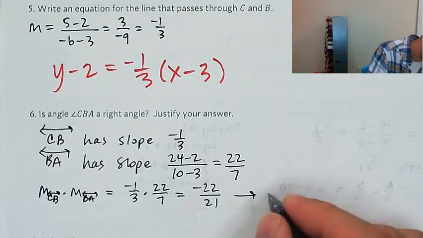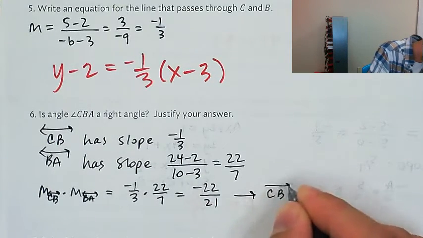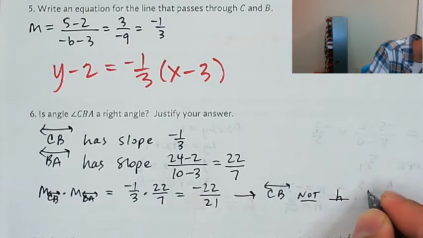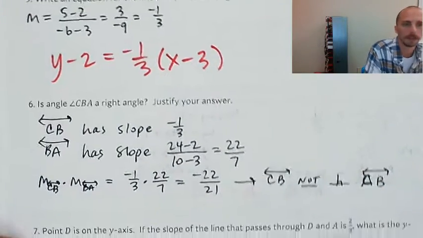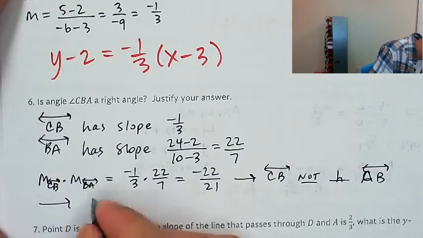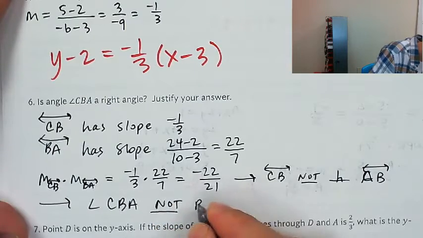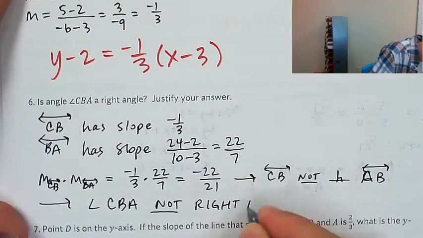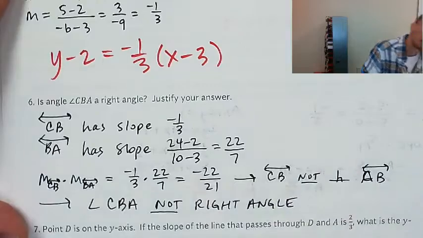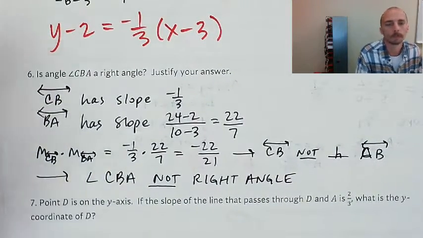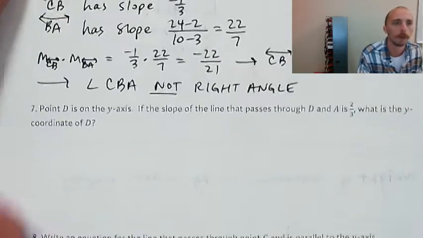Okay, this means that CB is not perpendicular to, what is that, AB or BA, we were calling it, but same thing. Therefore, angle CBA is not a right angle. That was a good problem. That's the type, there's going to be a question on the test that's similar to that. Just letting you know right now.